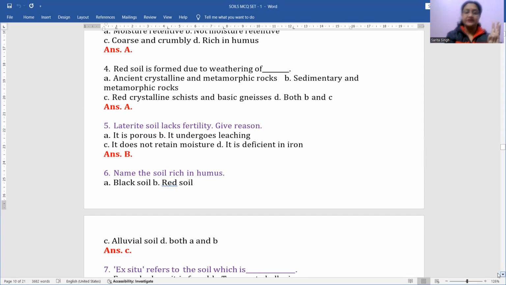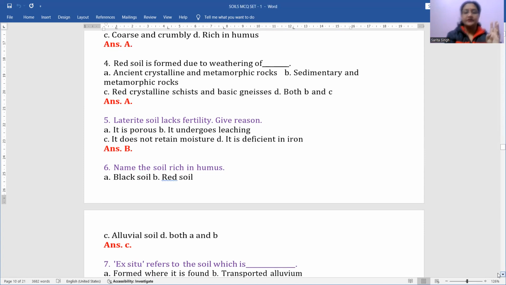Number 3, it does not retain moisture. And number 4, it is deficient in iron. अब बच्चों इसमें जो है एक चीज मैं जरूर यहाँ पर आपको बताऊंगी कि A, B and C all are its qualities, right? लेकिन एक चीज आपको याद रखना है, जैसा मैंने पहले वाले वीडियो में भी ये चीज डिस्कस किया था, आपको एग्जैक्टली क्वेश्चन देखना है. क्वेश्चन में क्या पूछा जा रहा है उससे आप रिलेट करोगे.